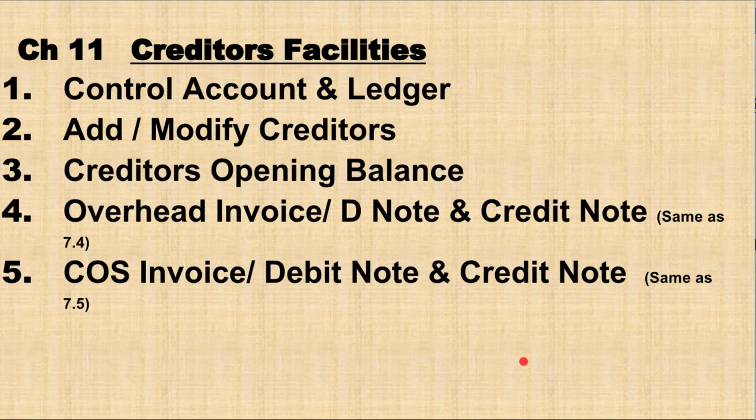Chapter 11, creditors facilities. We look at the control account and ledger. How do we modify the creditors accounts or create them? Next, we look at the recording of the creditor's opening balance. Next, we look at the overhead invoice, stroke debit note and credit note, which is the same as 7.4. And finally, we look at cost of sales invoice, stroke debit note and credit note.